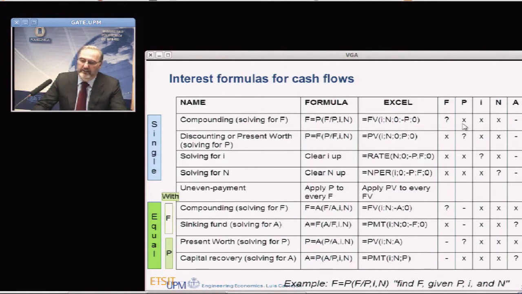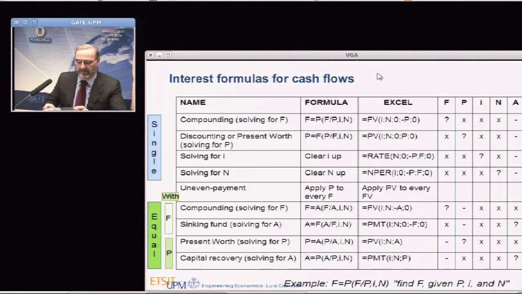So if we see here an X, this means that we know the present value, we know the interest rate, and we know the term. What we don't know, in that compounding formula, is the future value. So this formula tells us how to estimate this unknown value. So for the future value, as the Excel formula says, you have to write the interest rate, the term of the investment, 0, because the periodic payment A is 0. Using the minus sign by convention, you can put it in front of the present value, and then 0. What is the formula in the conventional engineering books?